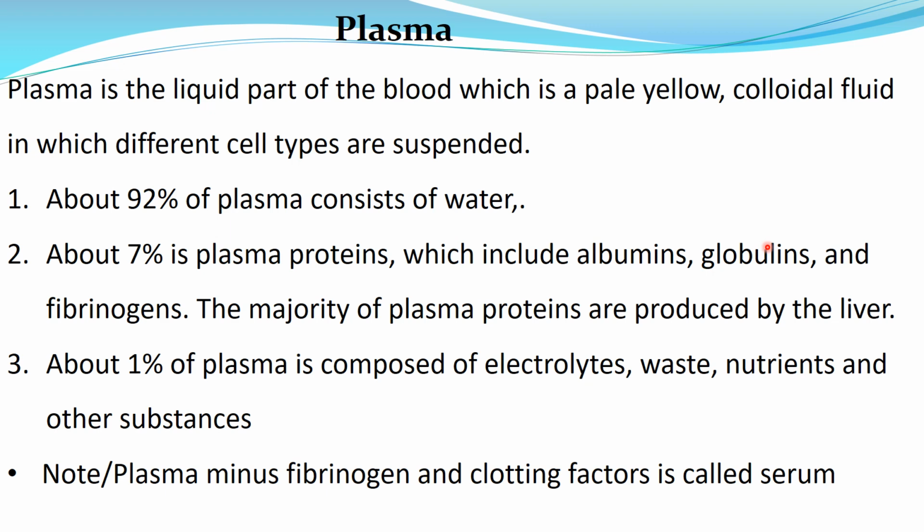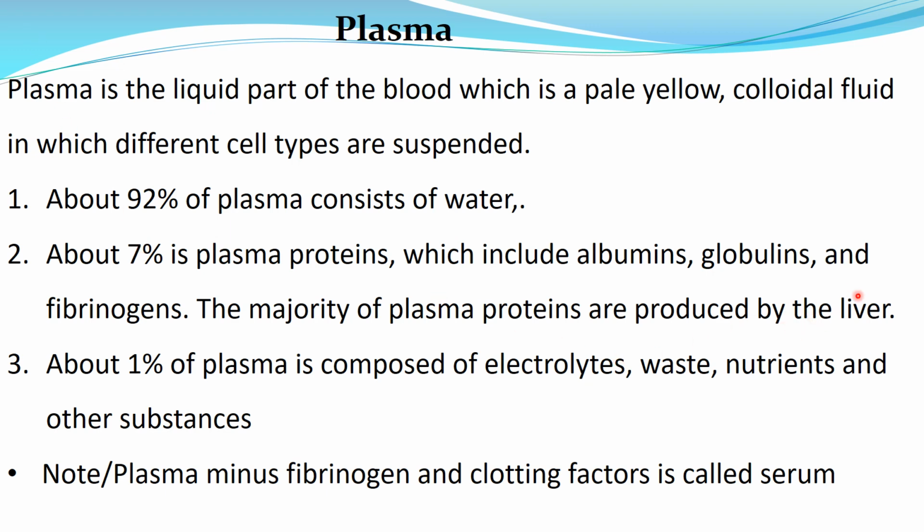And fibrinogen has a role in the process of hemostasis. We will explain it later. The majority of plasma proteins, not all, the majority of the plasma proteins are produced by the liver. So any defect in the liver might have a negative impact on the level of the plasma proteins.